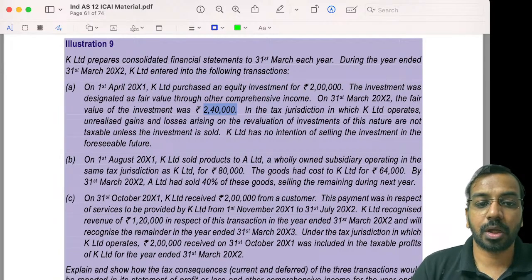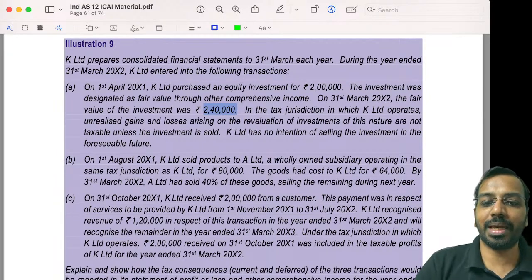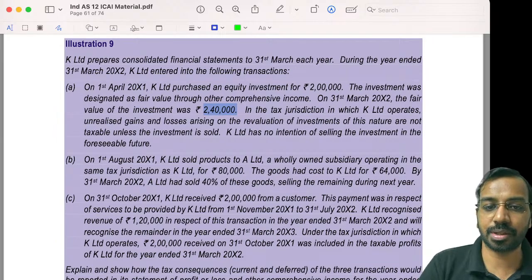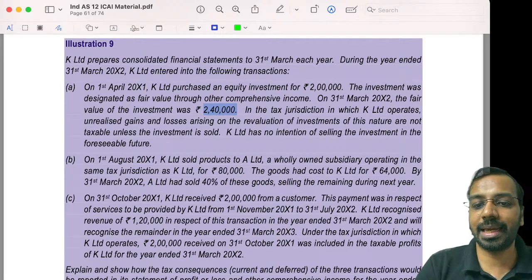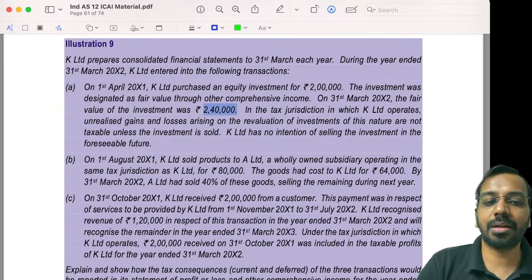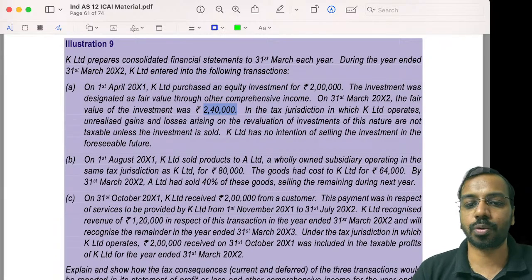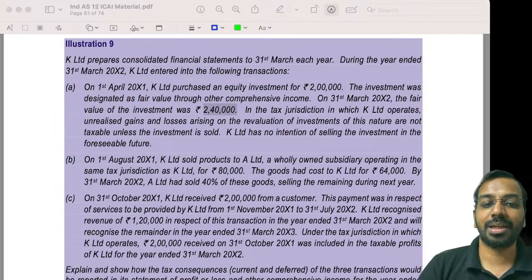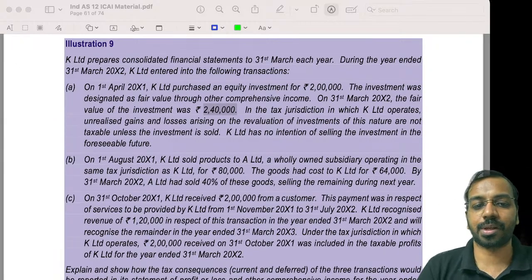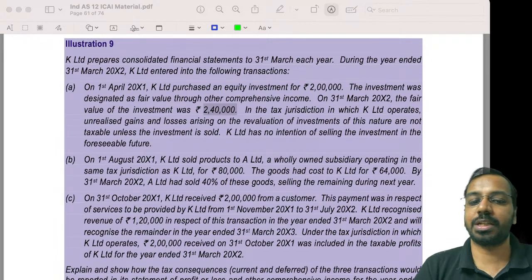Then the second one. On 1st August, K Limited sold products to A Limited, a wholly owned subsidiary operating in the same tax jurisdiction as K Limited, for 80,000. The goods had cost K Limited 64,000. By the year end of 31st March, A Limited had sold only 40% of these goods. Now, what happened here? We sold goods costing 64 at 80,000. How much profit did we make? 80 minus 64, 16,000 of profit is what we made.